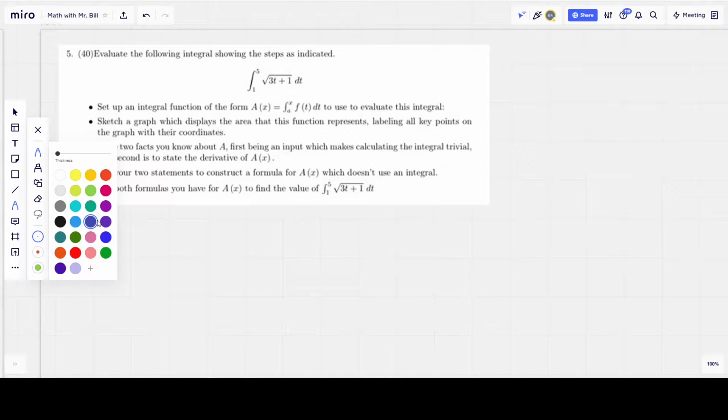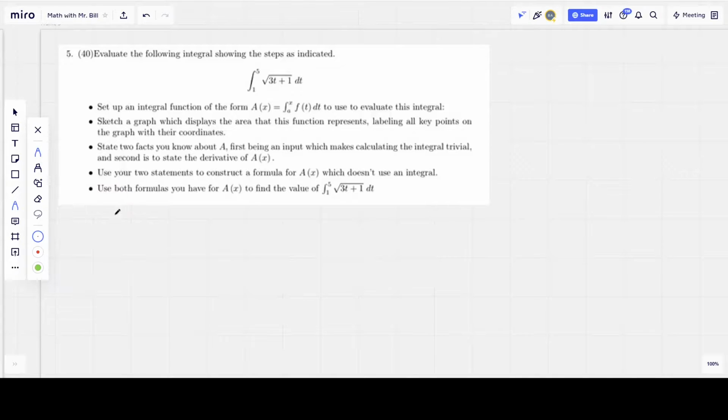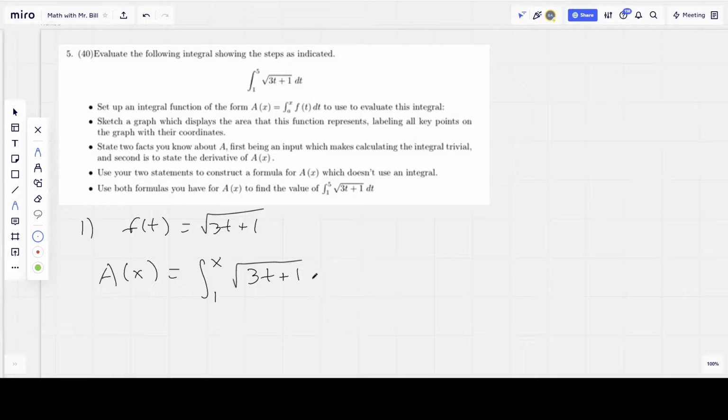So let's go ahead and do that. It'll just be a simple replacement. So if you look in the integral, our f of t is given by the square root of 3t plus 1. So looking at A of x now, we can make that equation the integral from a, the little a, which is the left end of our interval, which is going to be 1, to x of f of t, which is the square root of 3t plus 1 dt.